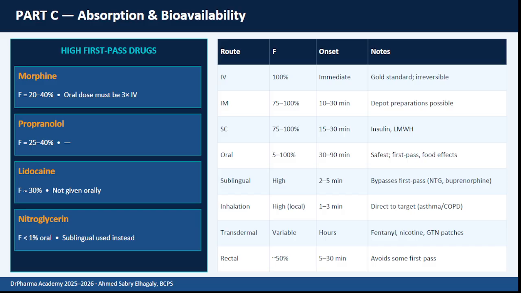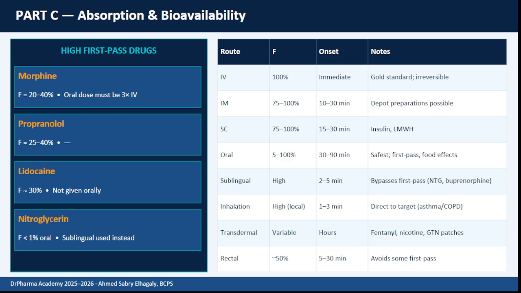Also from IV to IM. IV is my best route for emergency cases. IM is the second one. The F means bioavailability. Bioavailability will be 75 to 100%. Subcutaneous, okay, 75 to 100%. Oral, I have from 5 to 100%.